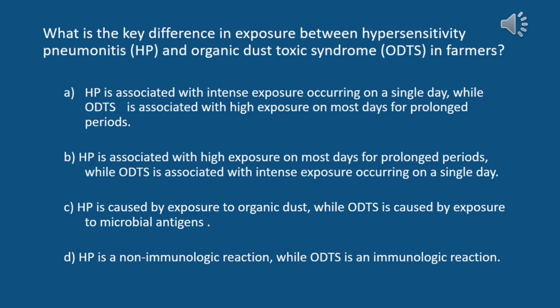What is the key difference in exposure between hypersensitivity pneumonitis, HP, and organic dust toxic syndrome, ODTS, in farmers? A. HP is associated with intense exposure occurring on a single day, while ODTS is associated with high exposure on most days for prolonged periods. B. HP is associated with high exposure on most days for prolonged periods, while ODTS is associated with intense exposure occurring on a single day. C. HP is caused by exposure to organic dust, while ODTS is caused by exposure to microbial antigens. D. HP is a non-immunologic reaction, while ODTS is an immunologic reaction.